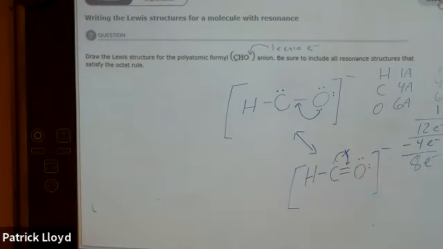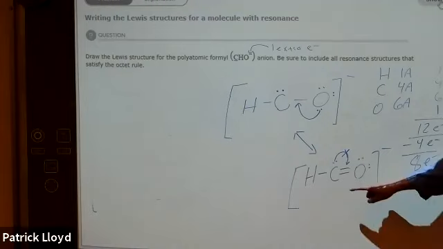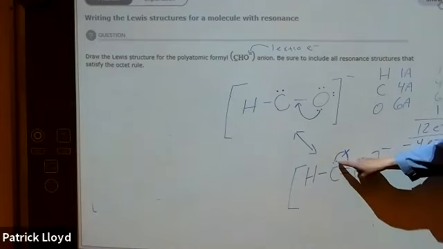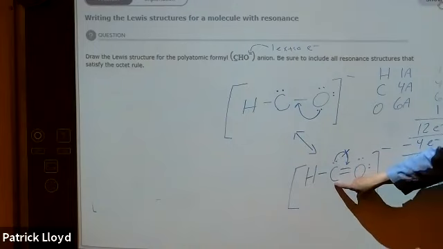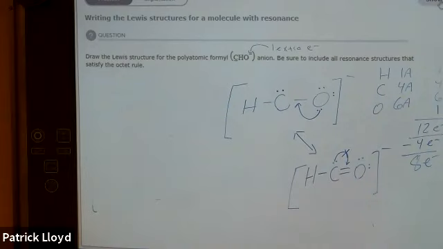Is there any way? It doesn't look like there's much you can do, right? You can't just move this over. If you moved it over here, the oxygen would have 10 and then the carbon would only have 6. So it doesn't look like there's anything else you can do, really. Anybody have any ideas how you could move those electrons around and have 8 for each? I don't see anything.